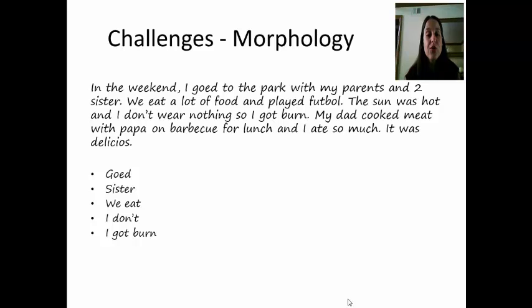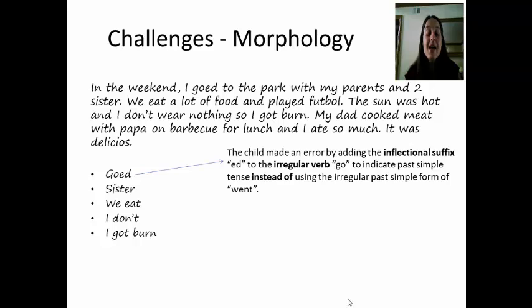Okay, so let me show you what it would sound like when you describe the error here. The child made an error by adding the inflectional suffix ed to the irregular verb go to indicate past simple tense, goed, instead of using the irregular past simple form of went. Okay, so notice how I'm using the term irregular. That's very important in this particular example because go is an irregular verb, and that's why it doesn't take that ed form. It actually has its own unique word, went.